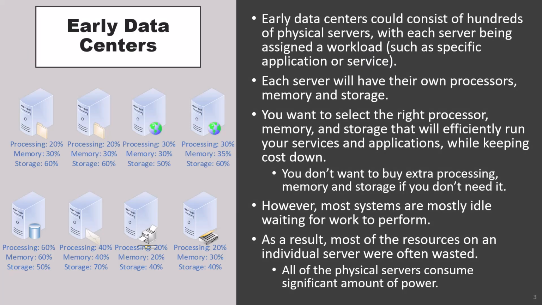Early data centers could consist of hundreds of physical servers, with each server being assigned a workload, such as a specific application or service. Each server will have its own processors, memory, and storage. You want to select the right processor, memory, and storage that will efficiently run your service and application while keeping costs down. You don't want to buy extra processing, memory, and storage if you don't need it. However, most systems are mostly idle waiting for work to perform. As a result, most of the resources on an individual server were often wasted. In addition, all of the physical servers consume a significant amount of power.